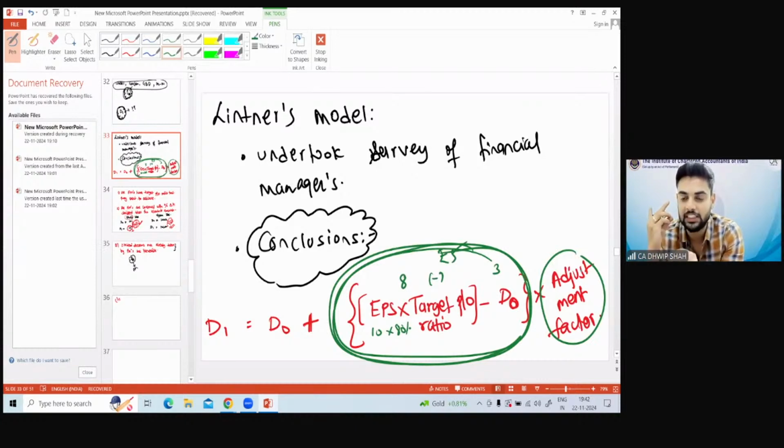How much willingness is the financial manager showing to accept this 5 rupees change? Are you getting this? So if he is willing to accept this change by 20%, then it will be 5 into 20%. If he is more aggressive, then his willingness would be higher. Let's say 80%, then 5 into 80%. Are you getting this?